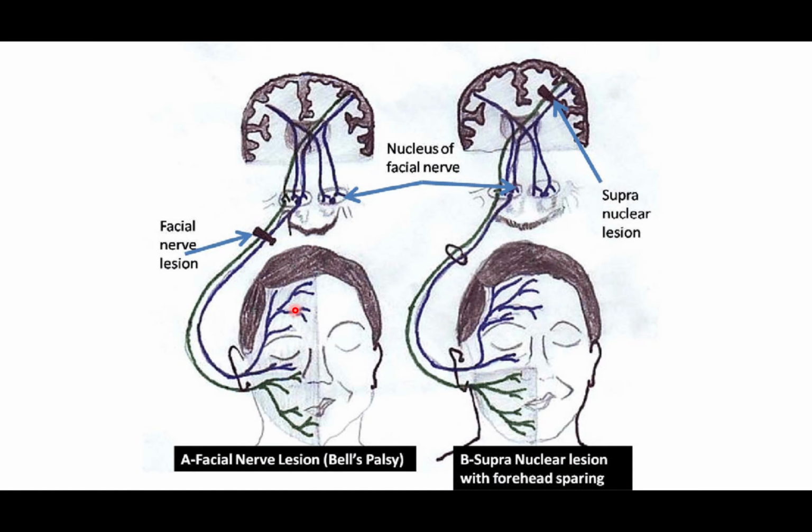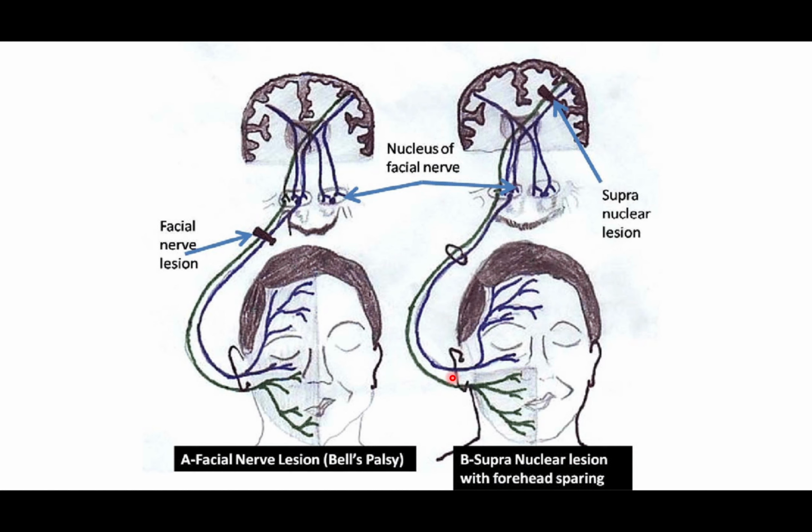Here you can see the division of the facial nerve. But when there is a supranuclear lesion, it can be there or anywhere above the nuclear region. When there is a supranuclear lesion, the upper portion of the face is not paralyzed, but the lower portion of the face is paralyzed.